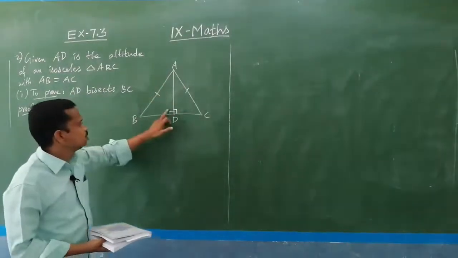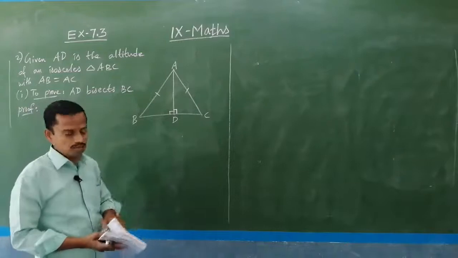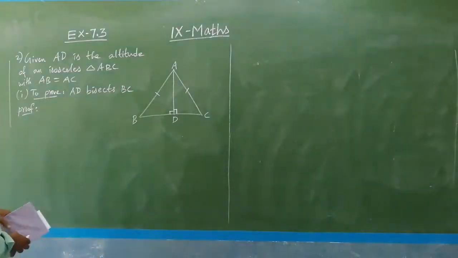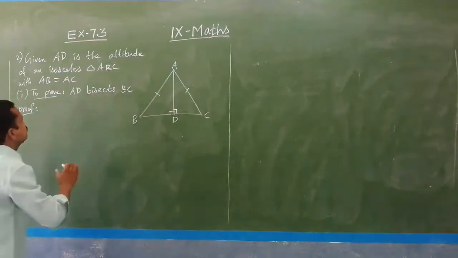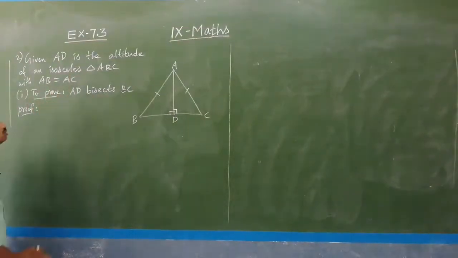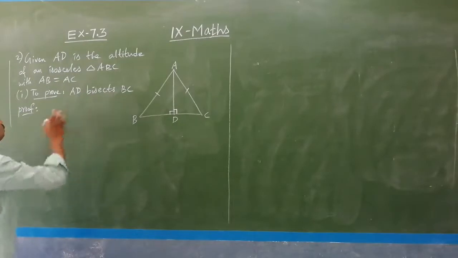So we have these two triangles, and these two angles are 90 each. They are asking us to prove AD bisects BC. So given AB equal to AC, you have to show that AD bisects BC.